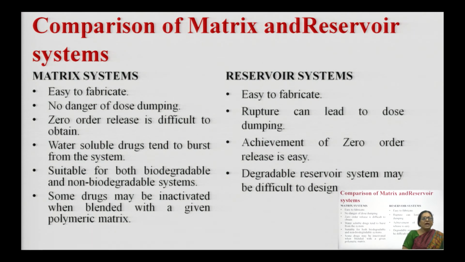Lastly, let us have a comparison between matrix and reservoir types of systems. Matrix systems are easy to fabricate. They have no danger of dose dumping. This is an important part, because the drug is embedded in the matrix, whereas in case of reservoir systems, the rupture of the coating membrane can lead to dose dumping. Then the matrix system can give first order release. Zero order release rate is difficult to attain with matrix type of systems, but with reservoir type of systems, achievement of zero order rate is easy.